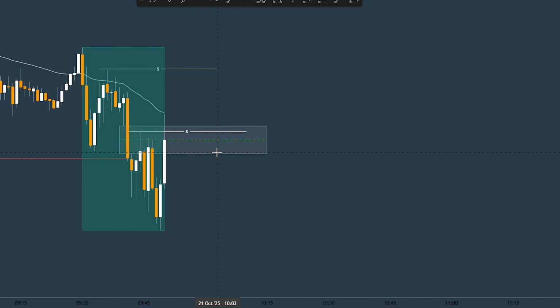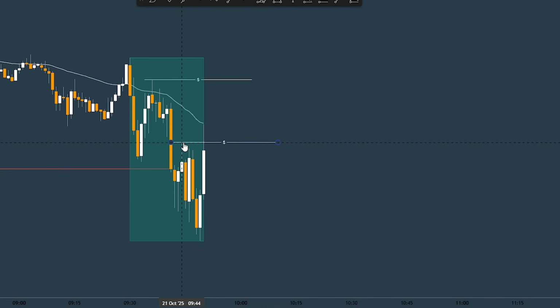Okay, so now we've swept liquidity, right? We've identified the bias. We've identified key points of liquidity. And now we've waited for the market to take that out. What is the final step?